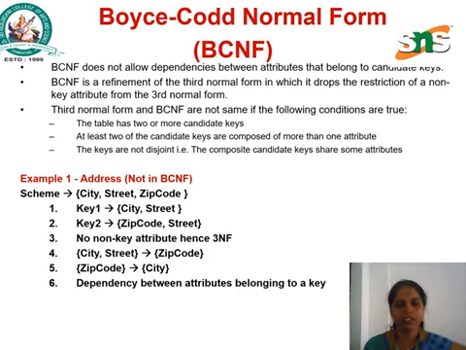Here we can see the example schema: city, street and zip code. Key 1 is city and street, a combination, and key 2 is zip code and street, also a combination. In those two keys we have the same field, street. So there is no non-key attribute, hence it is in third normal form.